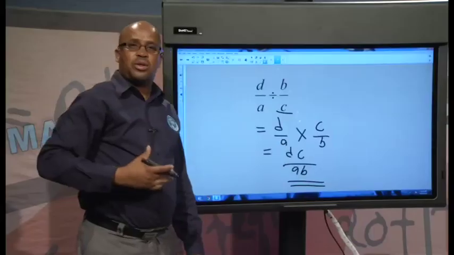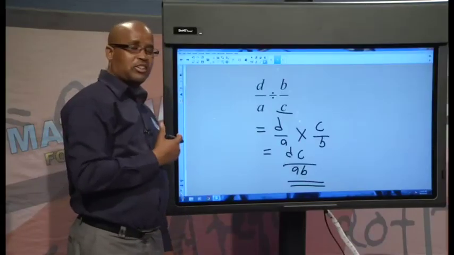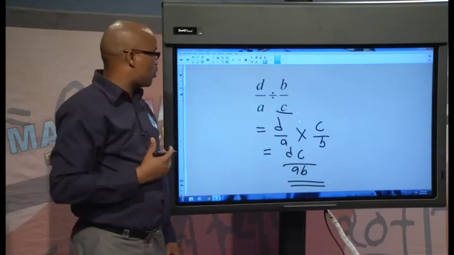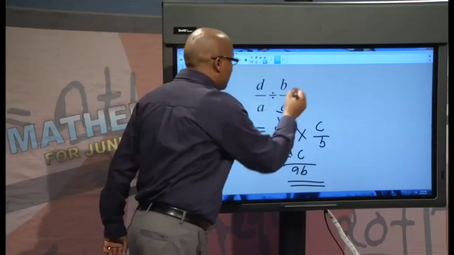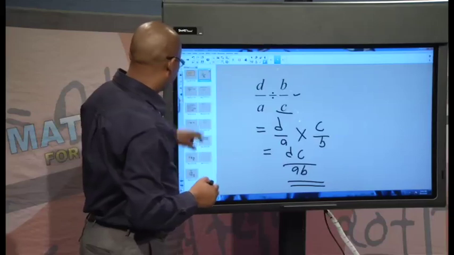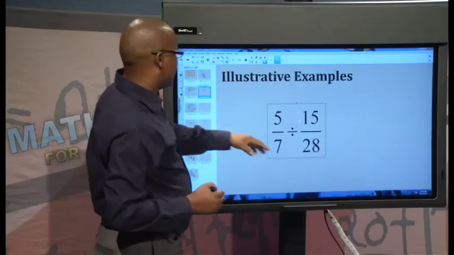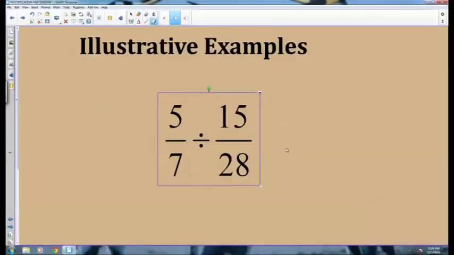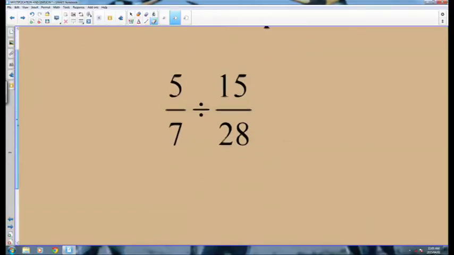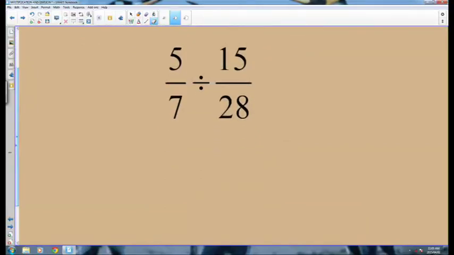And then you said I should show you how we divide fractions. Let us look at specific examples on how we are going to apply this rule. This is the example. 5/7 divided by 15 over 28. How do we work this one out? It's 5/7 divided by 15 over 28.